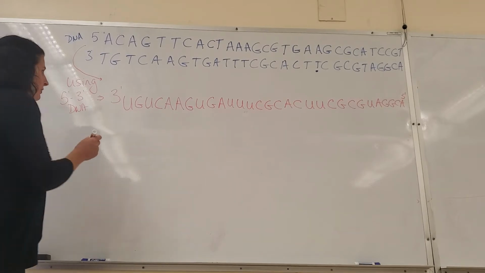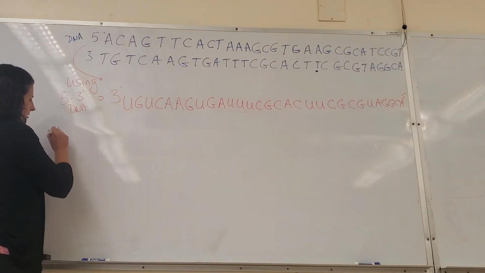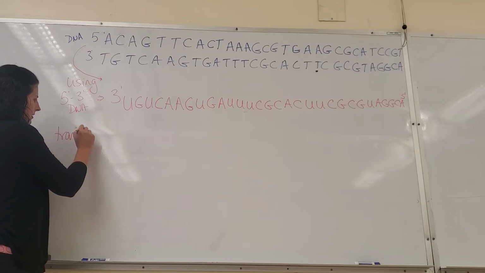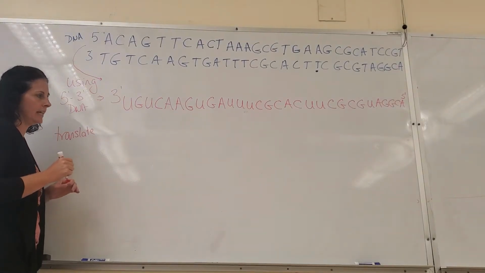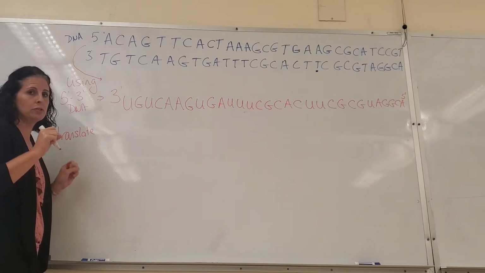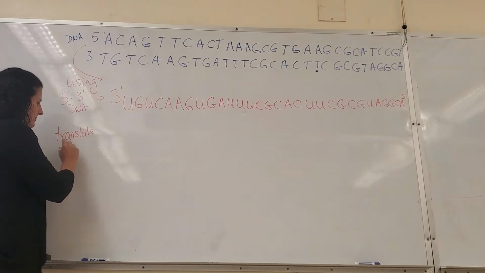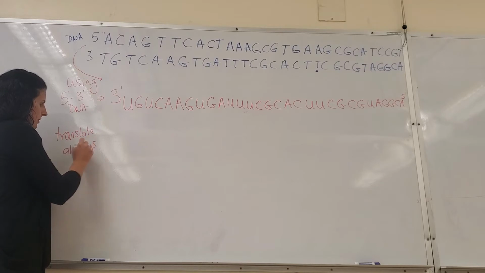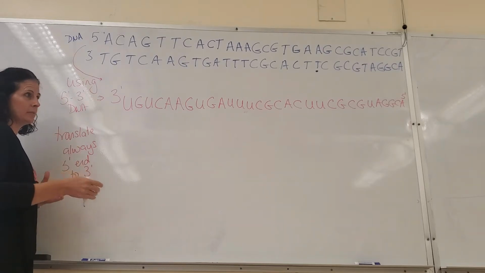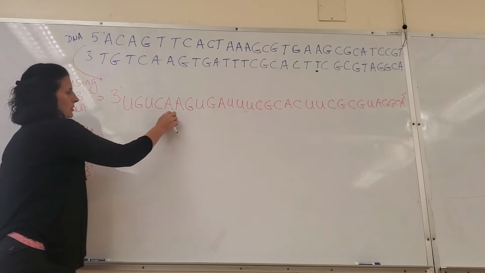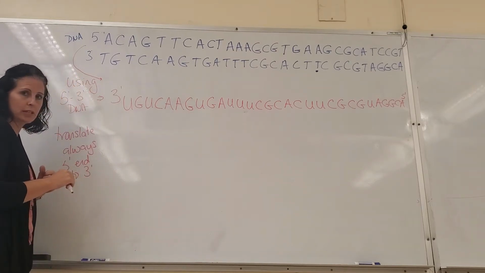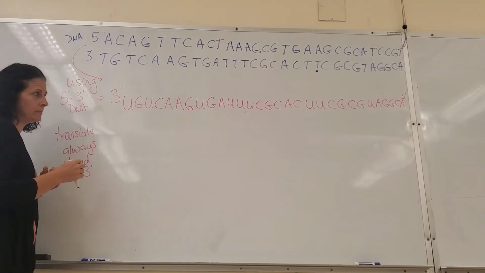Okay, now if we want to translate that, now we're using the RNA to make protein. The thing about translation is it always starts on the 5' end. In this example, our 3' end here is at the beginning. So we do not start here and start looking for an AUG sequence, which is our start codon.